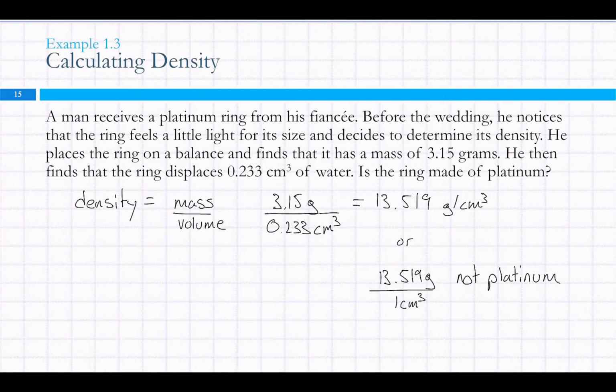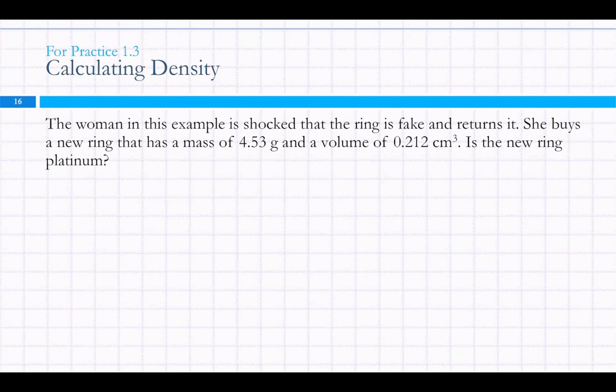And who knows where his wife got the ring, but she got scammed. So she takes it back and returns it. She buys a new ring. Now this ring has a mass of 4.53 grams and a volume of 0.212 centimeters cubed. Is this ring platinum? So you've seen how to do this. Now go ahead and do it yourself.